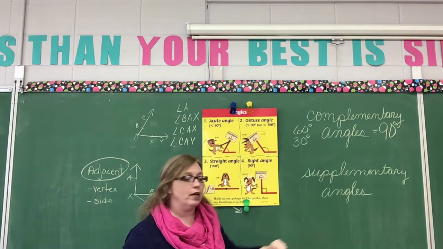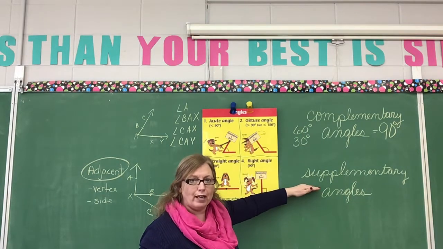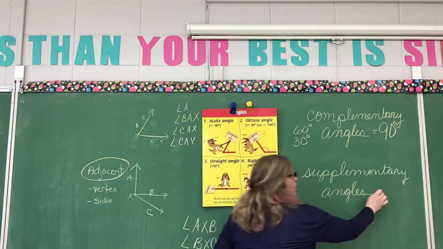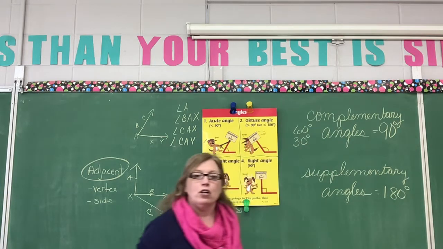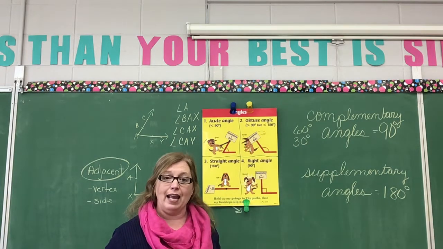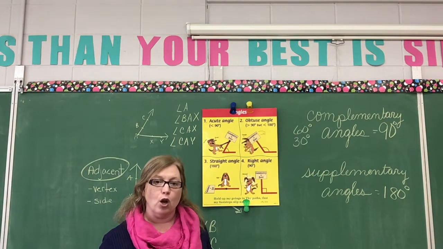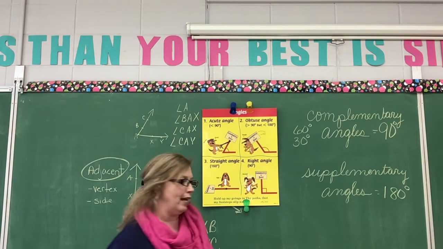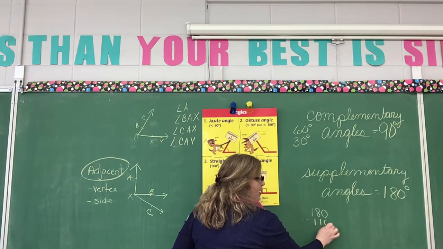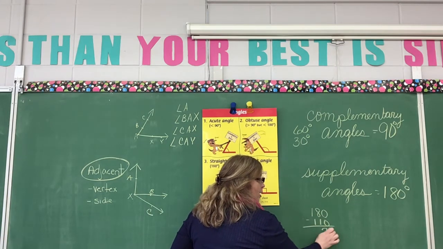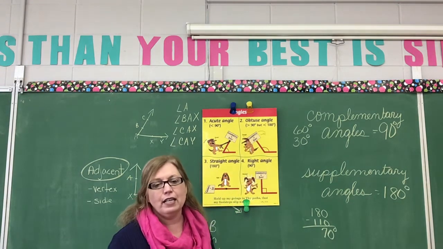The last one is supplementary angles. Supplementary angles must equal 180 degrees. So if I say you have an angle that is 110 degrees, what is the supplementary angle? You simply say 180 minus 110. Oh, the supplementary angle is 70 degrees.